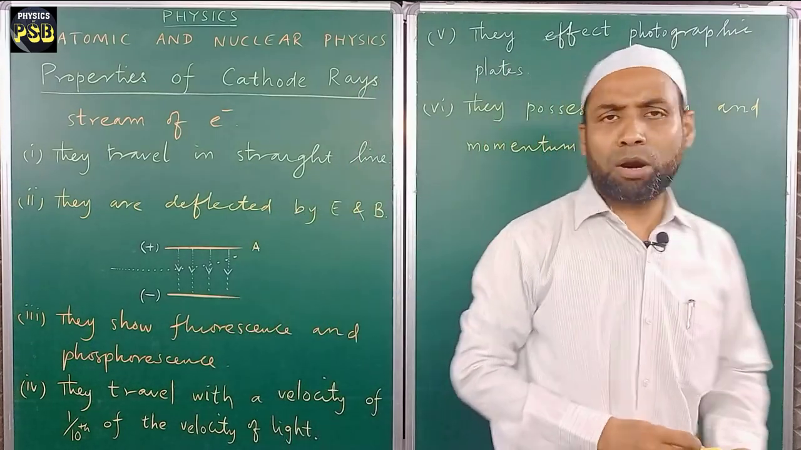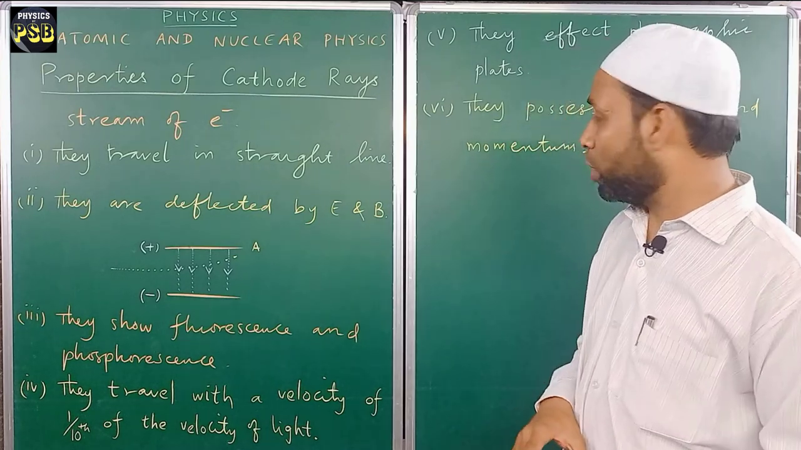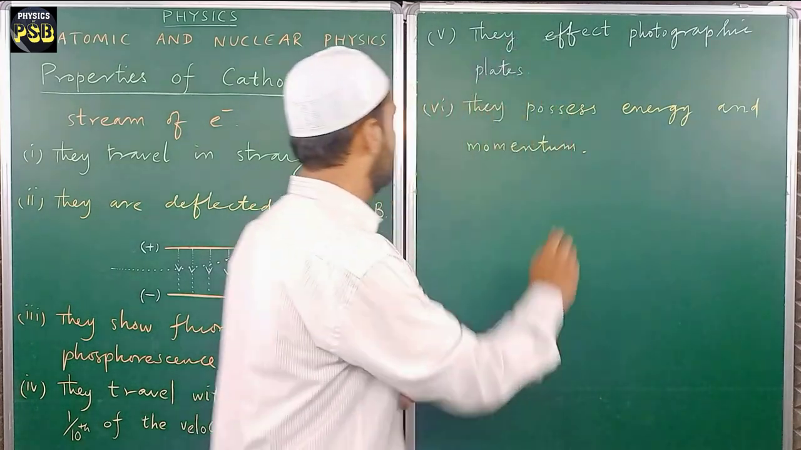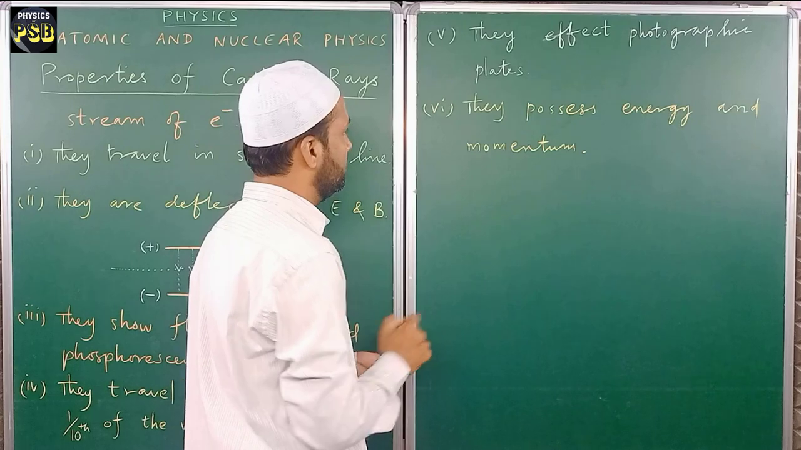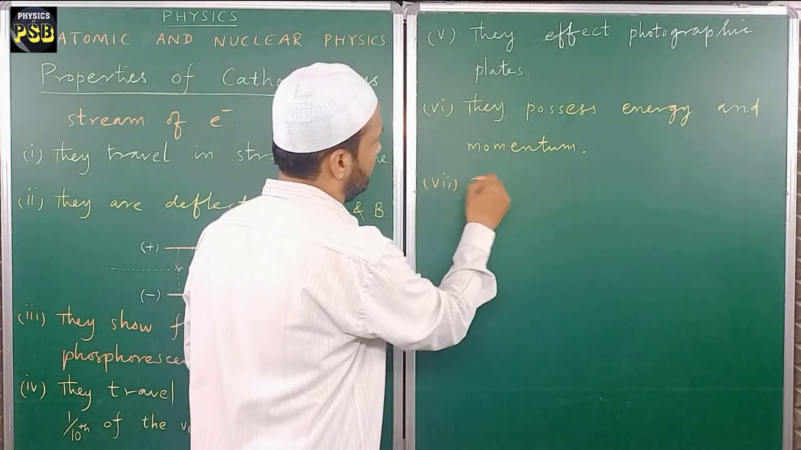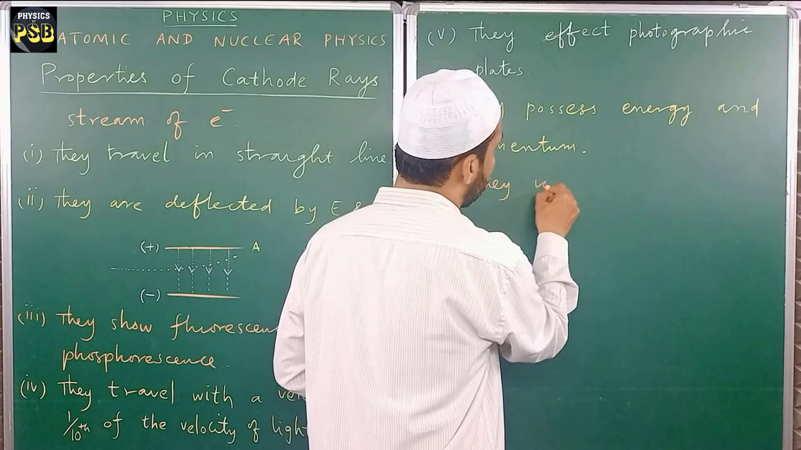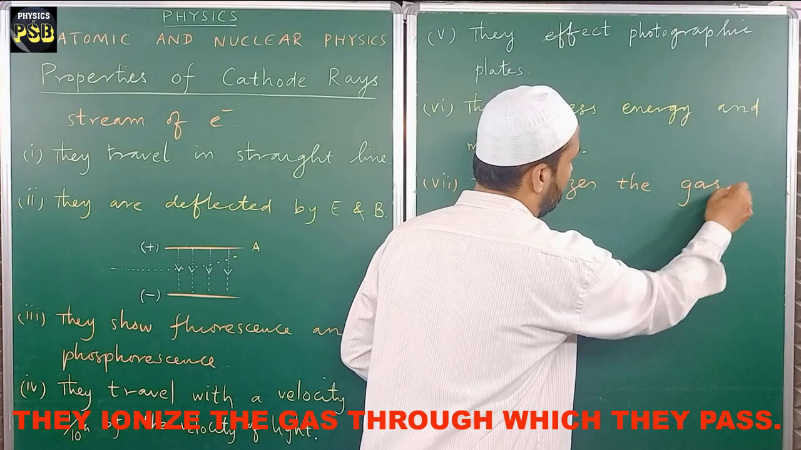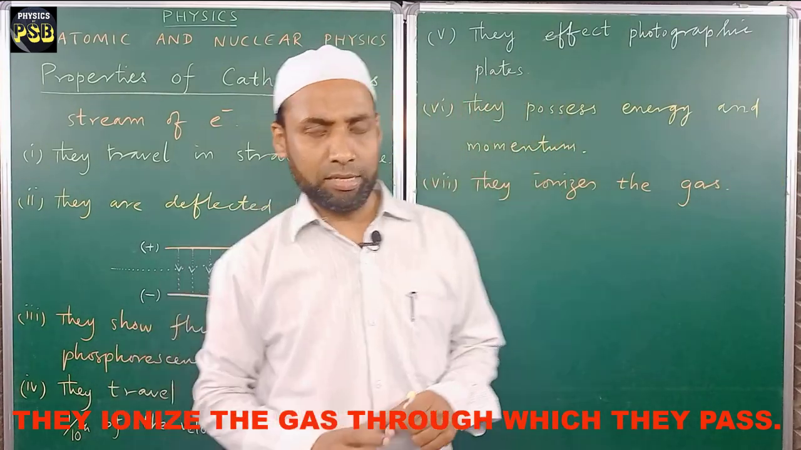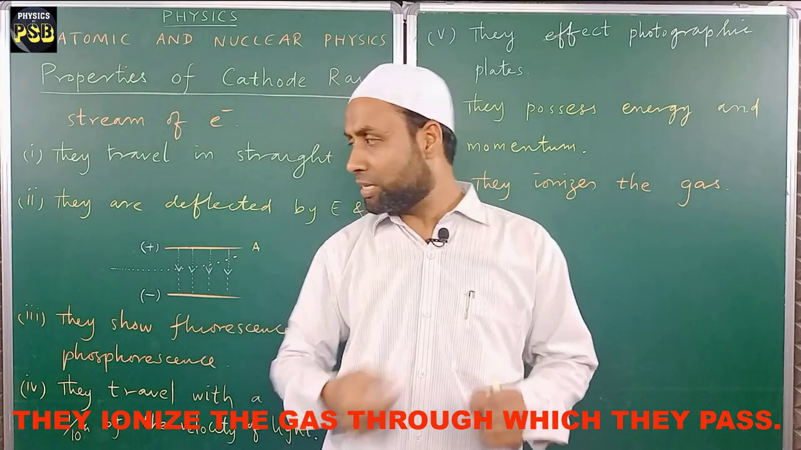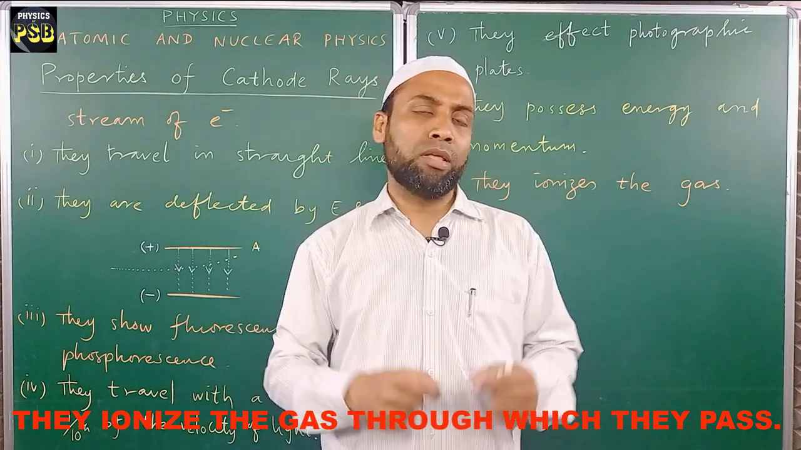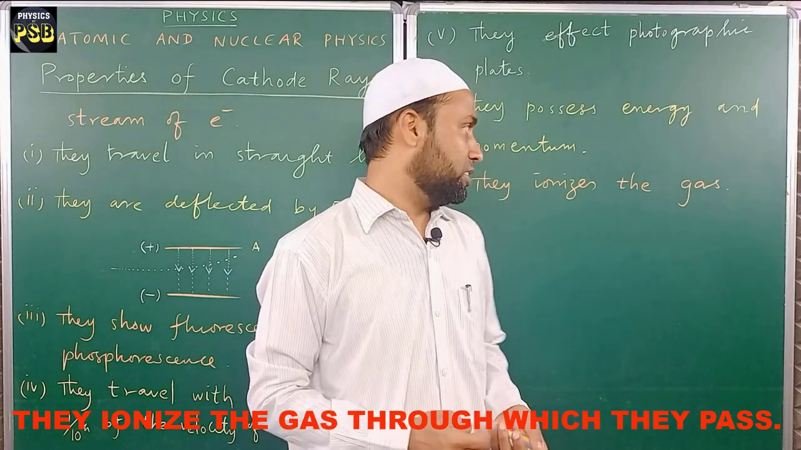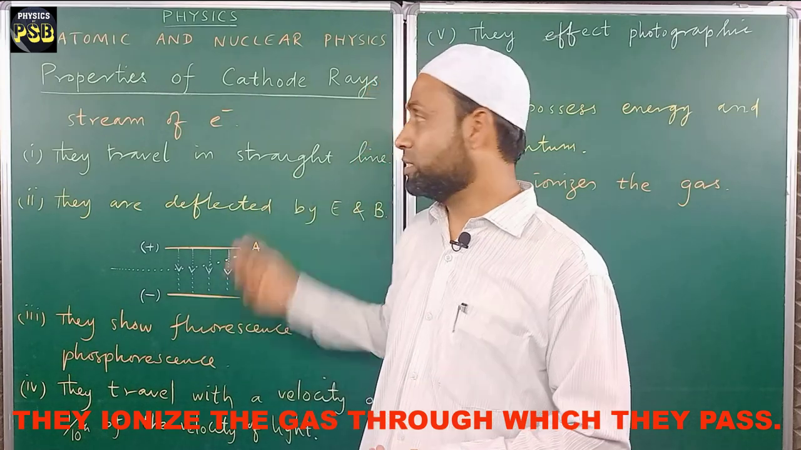These are some of the properties of cathode rays. Then there is one more property. When they are made to pass through gases, they ionize them. So they ionize the gas through which they pass. Suppose there is a gas. If I pass the cathode ray through that gas, then the formation of positive and negative ions is observed. So it is called ionization. This is one of the properties of cathode rays.